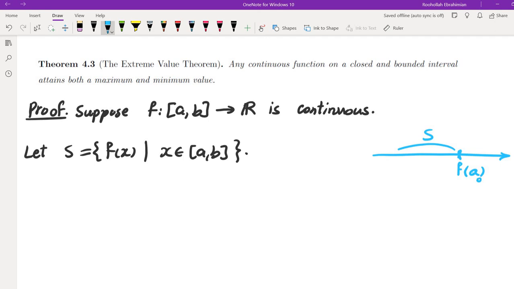[a, b]. In order to show a set has a maximum, we need to show first it has a supremum, and second, the supremum is in the set. So these are the two things we need to show. So how do we show there is a supremum for a set?